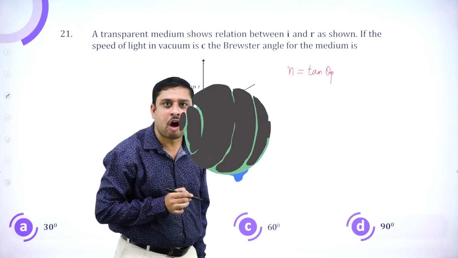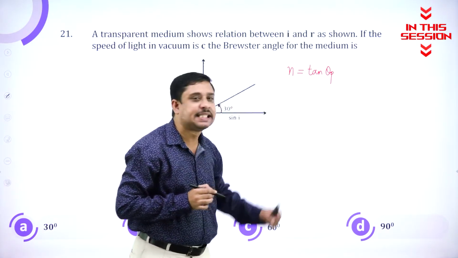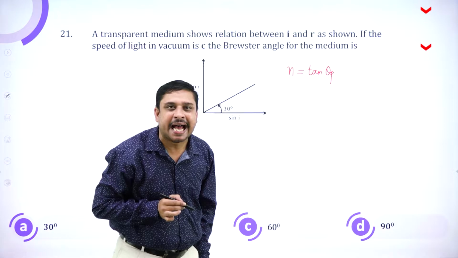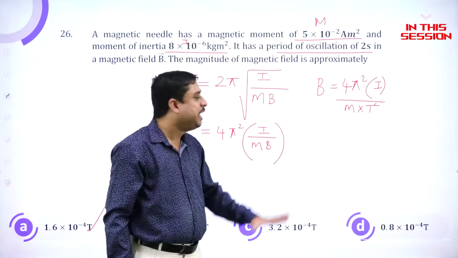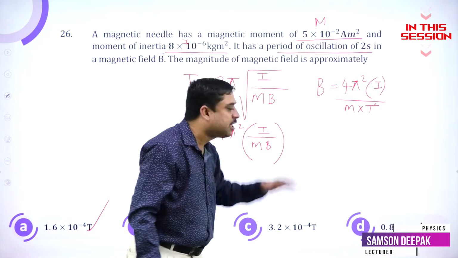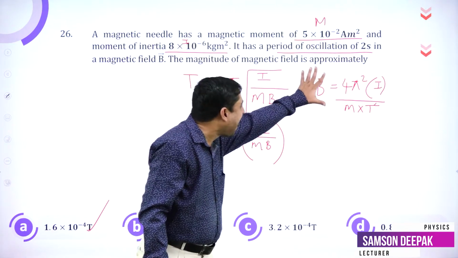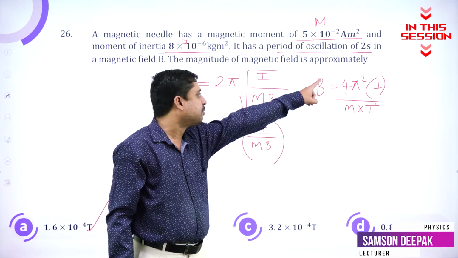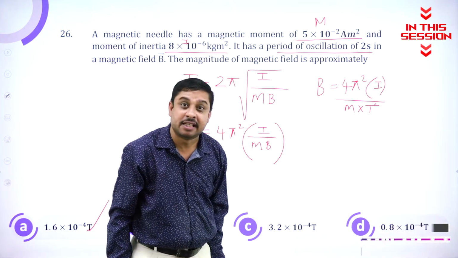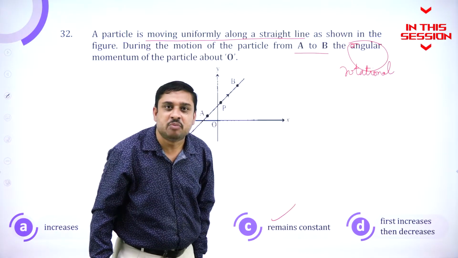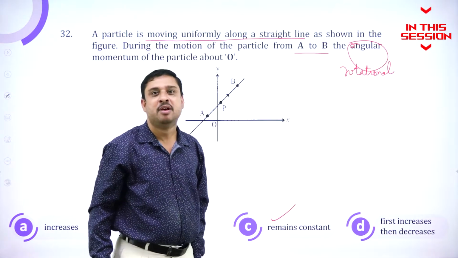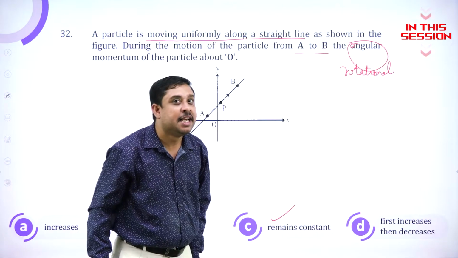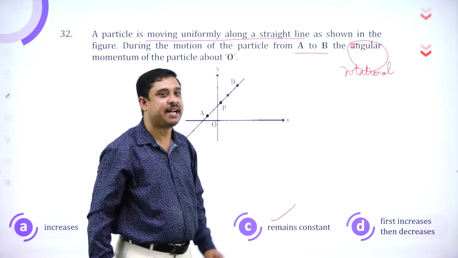From Brewster's law, we write n is equal to tan theta p. You need to know how to alter the expression. What factor has to be arrived? Substitute, simplification, the angular momentum remains the same because the particle is moving in a straight line.